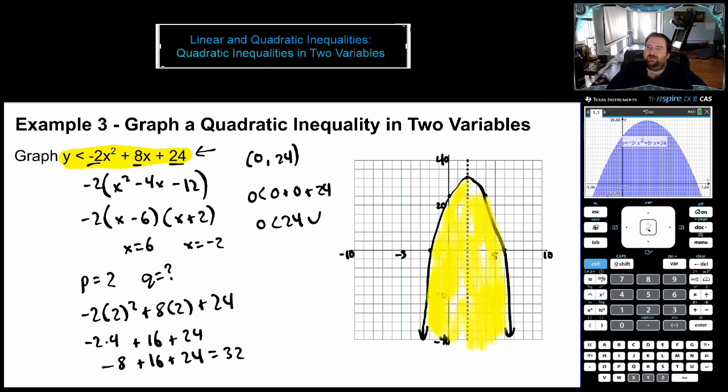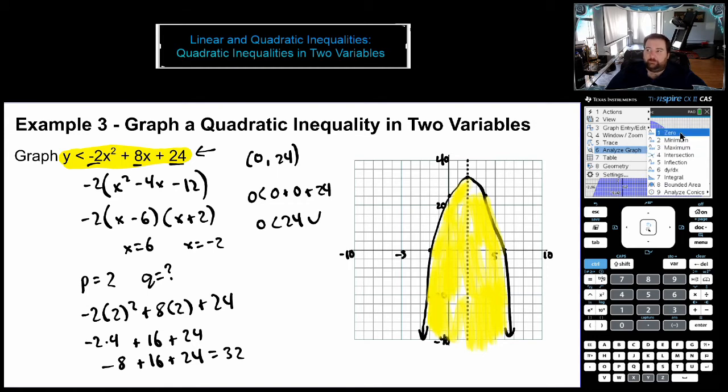Really what we're kind of looking for is we want to be able to see the x-intercepts, the y-intercept, and the vertex. Now you could hit menu, analyze graph, and start finding what they are. So zeros are your x-intercepts. So we'll start with analyzing for zeros.